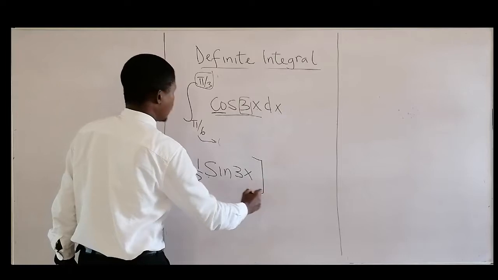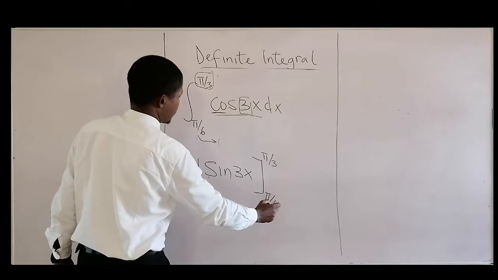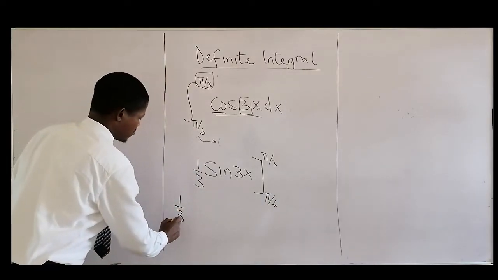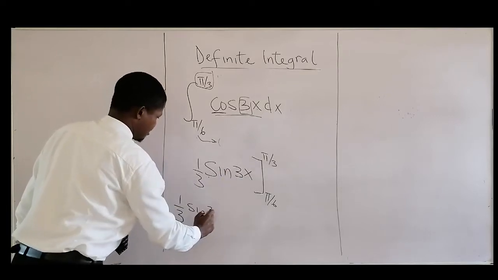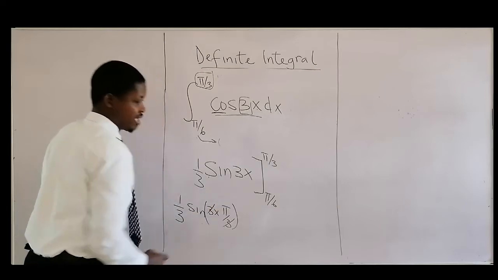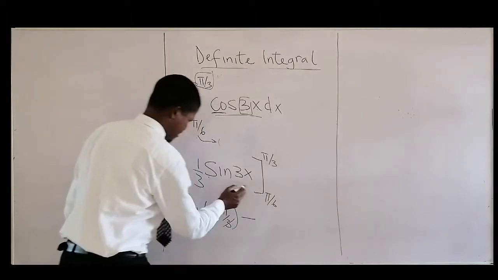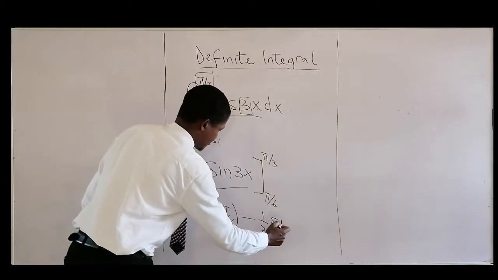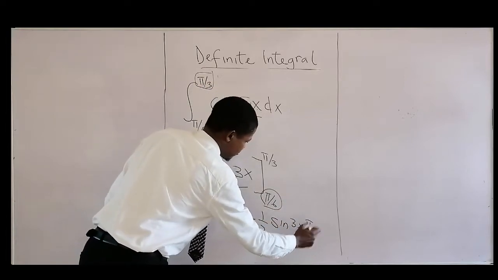Then you now introduce your upper and lower boundary. This is your upper, pi over 3. This is your lower boundary, pi over 6. So let's introduce that. So that will be equal to 1 over 3 sine. You do the upper first, 3 times pi over 3. So this one will cancel. That's the upper. The upper is done. Then to do the lower, that will be minus the same function, 1 over 3 sine 3 times the lower boundary, pi over 6.